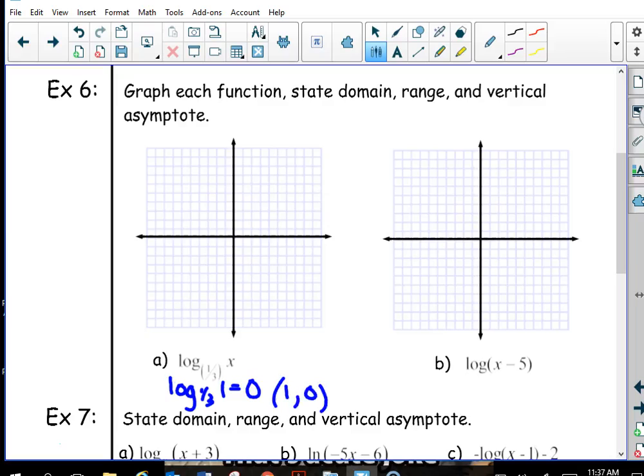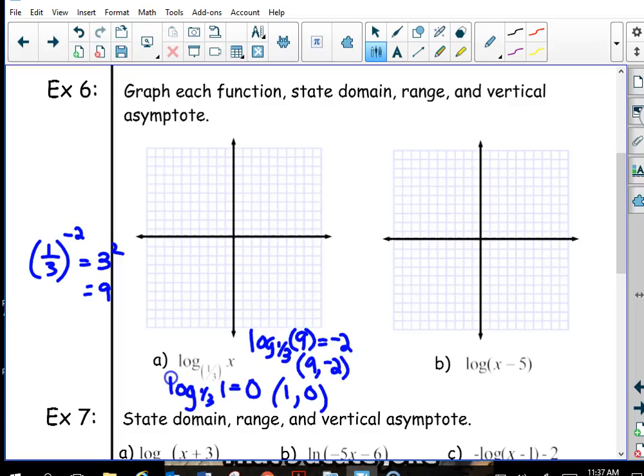And let's think about 1/3. It's easier to think about them as exponents. If I have 1/3 to the negative 2, that's going to be 3 squared, which is 9. Okay, so what power do I raise 1/3 to get 9? That's going to be negative 2. So that gives me another point at (9, -2). So let's graph those 2 points: x equals 1, y equals 0, and also x equals 9, y equals negative 2.